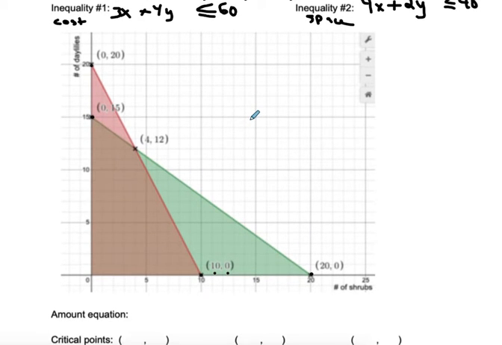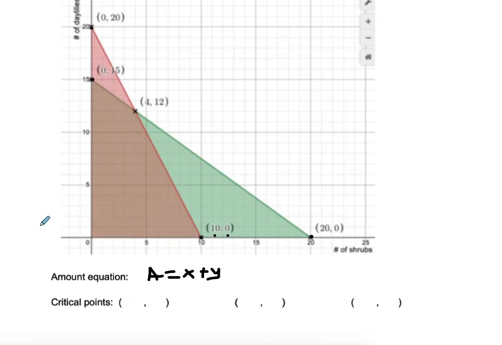So this one's a little bit different because we're not trying to maximize a profit or anything. What we're trying to maximize is the amount that we're bringing home. So if you want to figure out how much you're bringing home, that amount is just, you add up how many you're bringing home, the number of shrubs and the number of daylilies. And we want to maximize that. So we want that to be the largest thing that we can have.